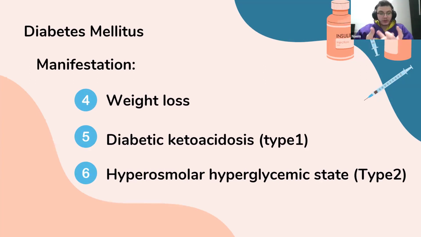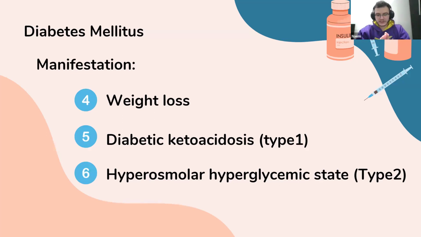We have also another thing called diabetic ketoacidosis, which is a manifestation that we see in type 1 diabetes. And we have hyperosmolar hyperglycemic state, which we see in type 2 diabetes. We're going to talk more about these at the end of the lecture, so just keep them in mind. I'm not going to explain them now, okay?